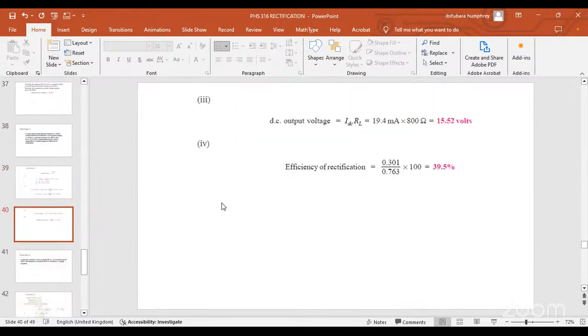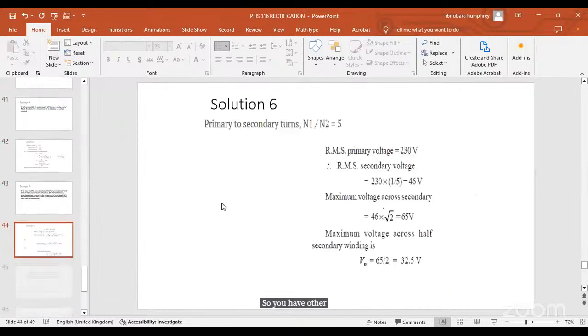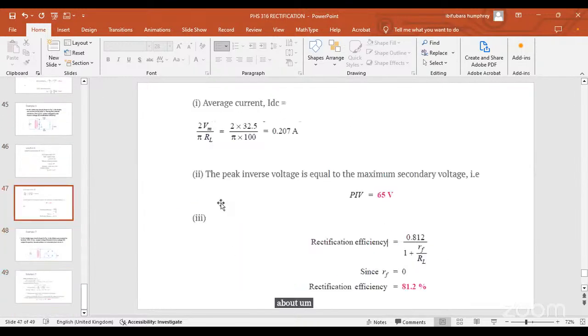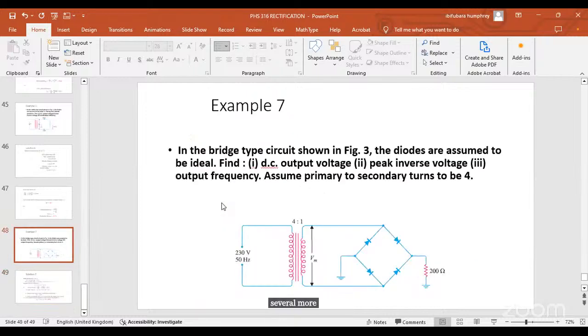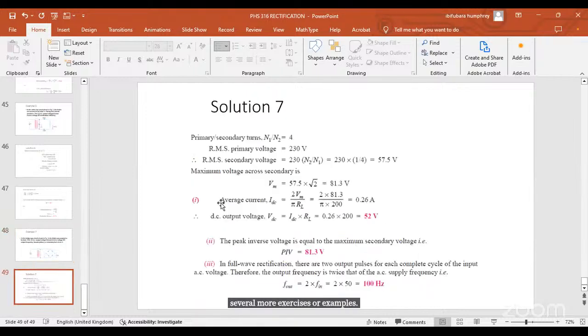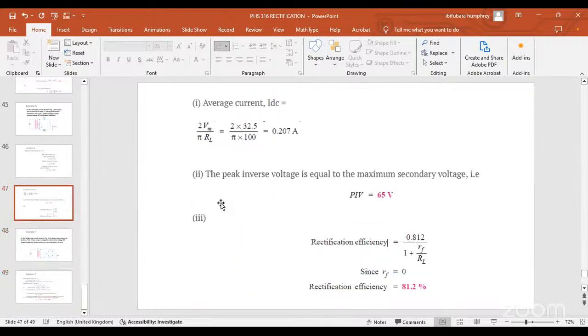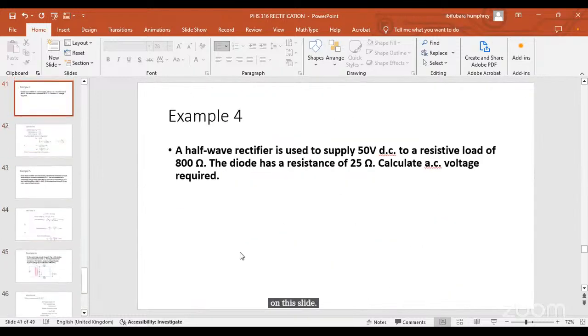So you have about 7 more exercises or examples on this slide. So let's move on to the next.